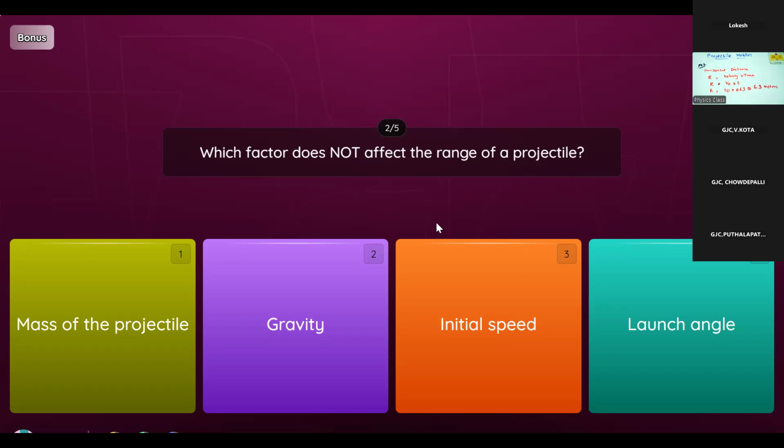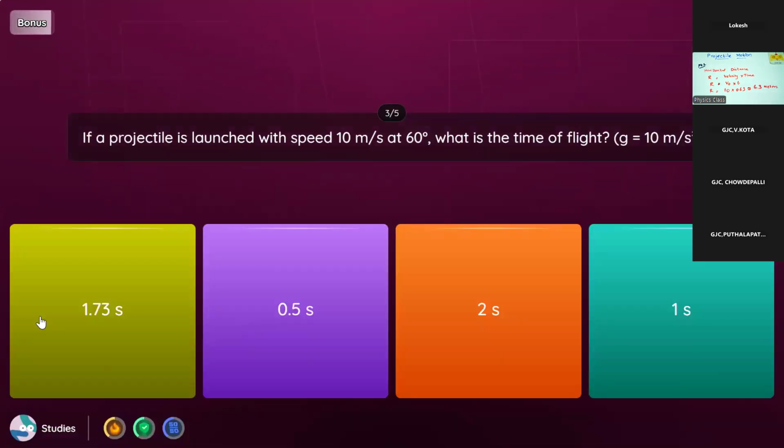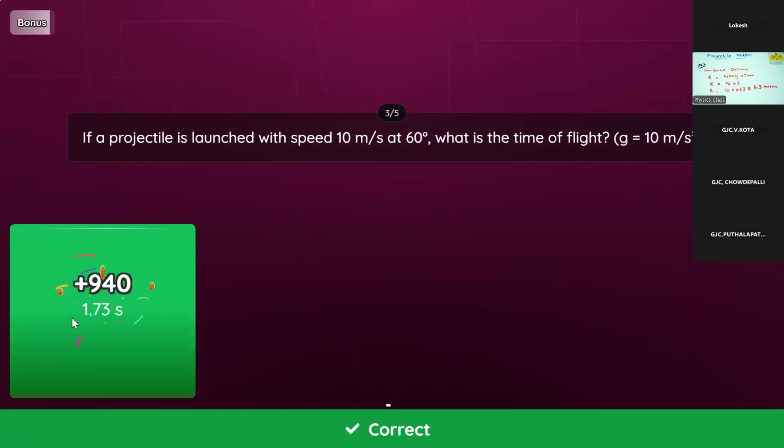So the mass of the projectile is the correct answer. The range of the projectile does not depend on the mass, because in our range equation there is no m, there is no mass, but it includes gravity, initial speed, launch angle. So the answer is mass of the projectile.